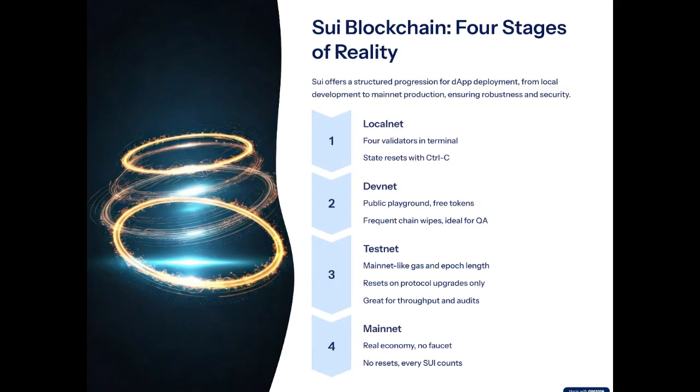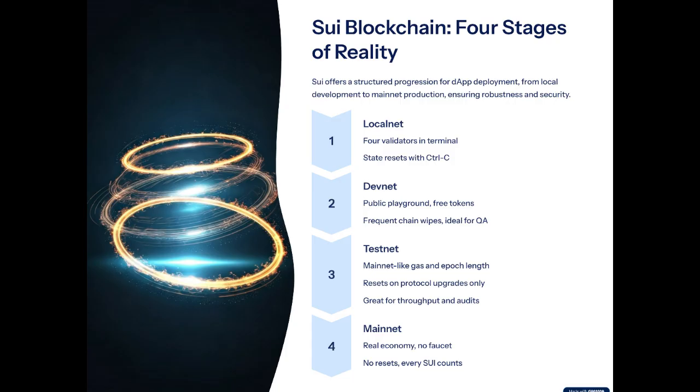SUI offers 4 stages of reality. Local net is literally 4 validators running in your terminal. If a test corrupts state, you Ctrl-C and restart. DevNet is a public playground. Free tokens, frequent chain wipes, ideal for QA or hackathon demos.